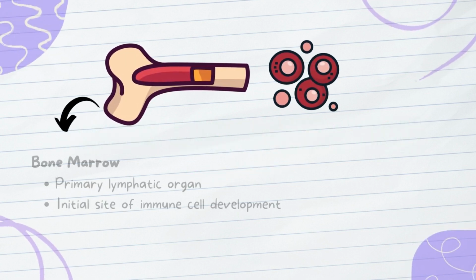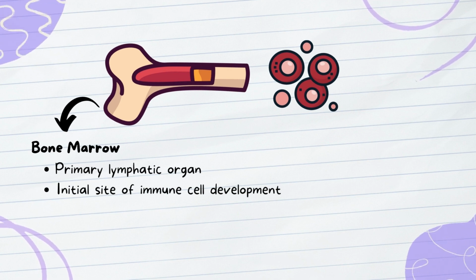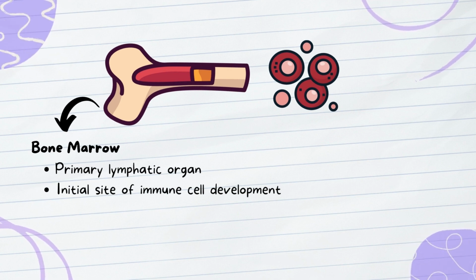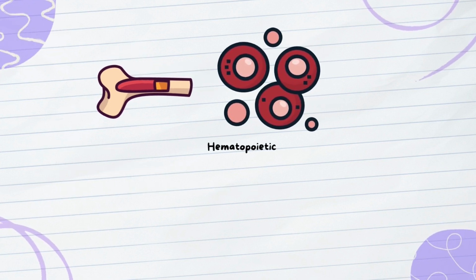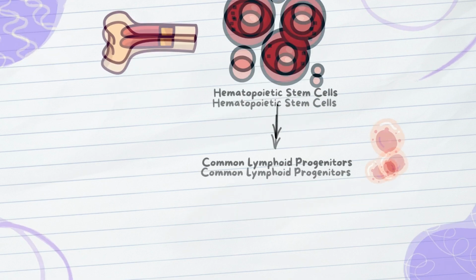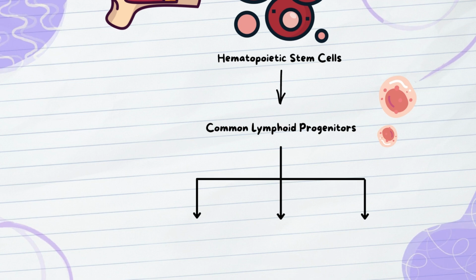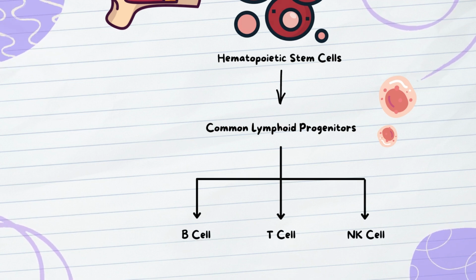In a review article written by Ronald Germain from Nature Reviews Immunology, T cells originate from hematopoietic stem cells in the bone marrow, a primary lymphoid organ important in the creation of immune cells. In the bone marrow, hematopoietic stem cells first differentiate into a common lymphoid progenitor that can further develop into either a T cell, B cell, or natural killer cell.